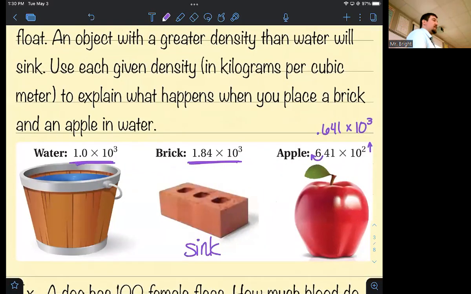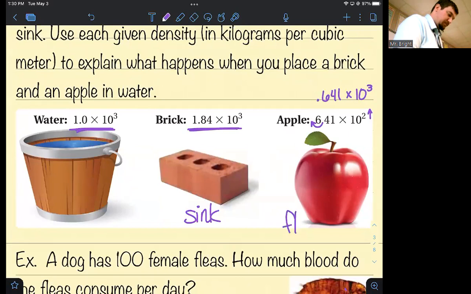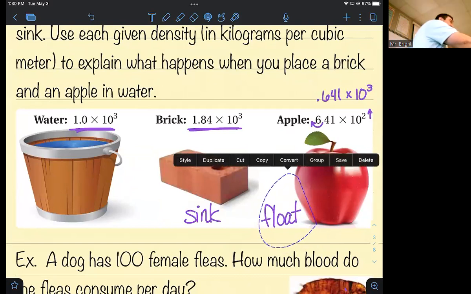So this is less dense than water. And what's that mean? Julia? Yeah, the apple's going to float. That's why they have bobbing for apples, right? You don't have to go all the way down to the bottom of the barrel. They're floating at the top there. Okay.